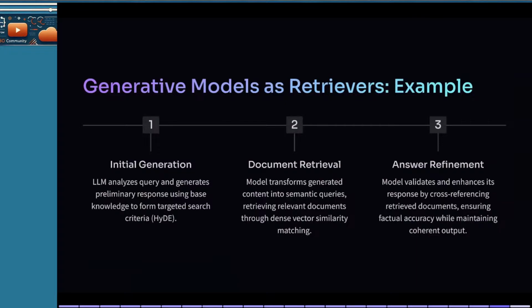We can do some document retrieval as well. So we transform the generated content into semantic queries, and then we get more and more documents. This is what I was saying about subqueries. And answer refinement as well. So let's say we do all that querying and we get an answer. We can get the model to reflect on its own answer and think, hang on, I've done all of this, does this actually make sense? And try and get it to think about that again and generate a new answer based on all of this.